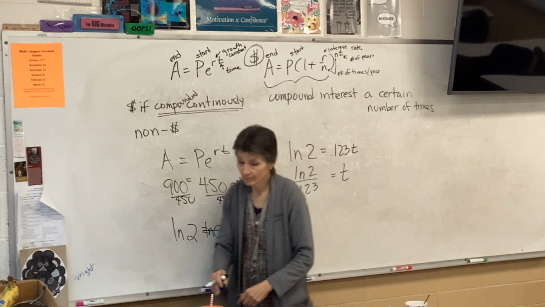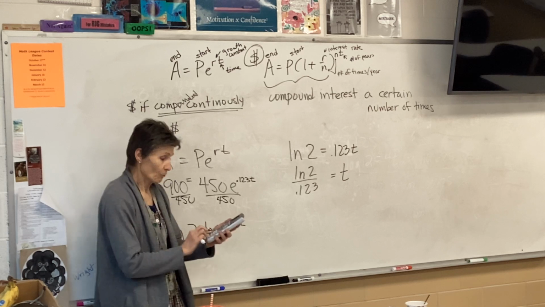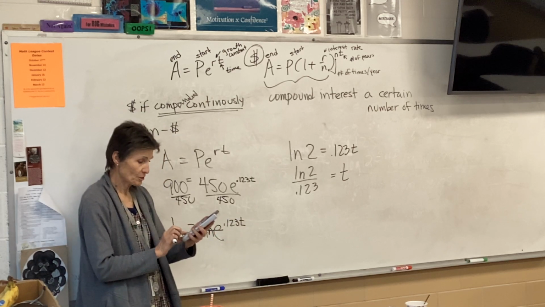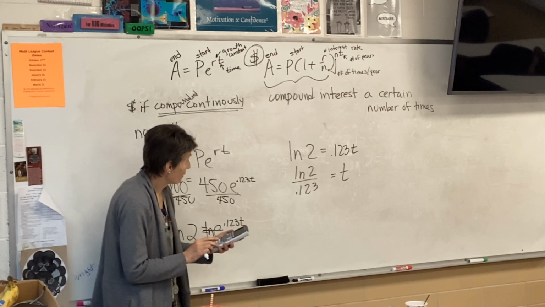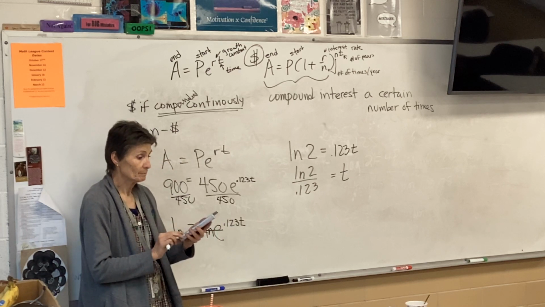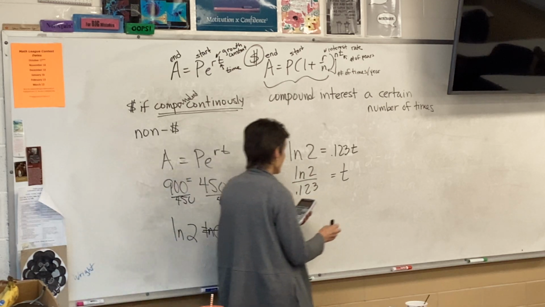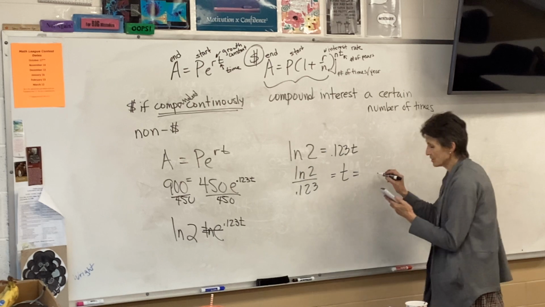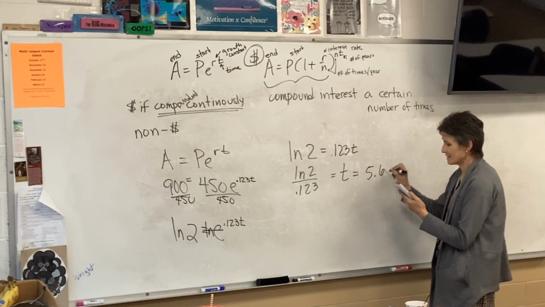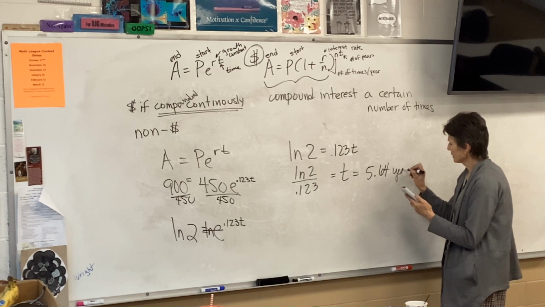I go to my calculator, nothing hard about this one. Don't forget to close the parentheses though. ln2 divided by 0.123. How long is it going to take? Looks like it's going to take about 5.64 years.